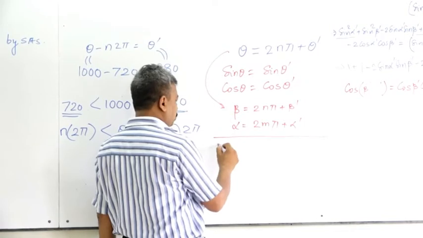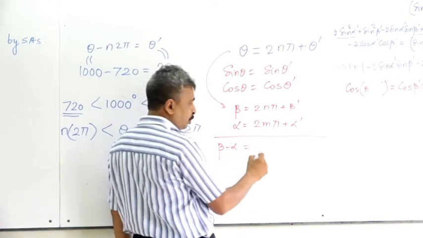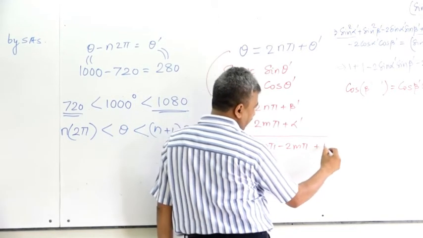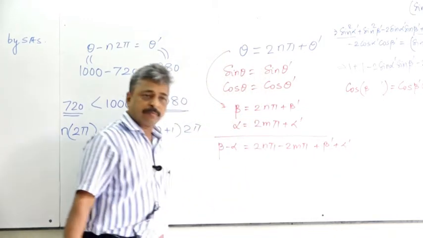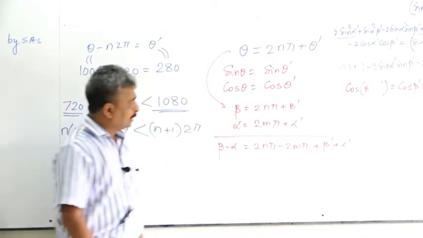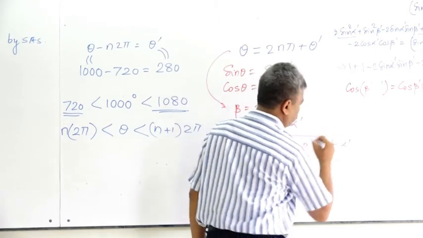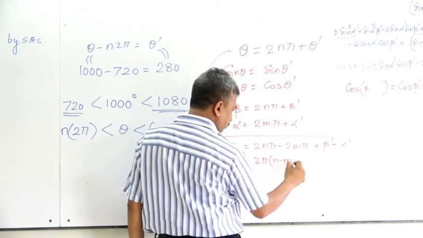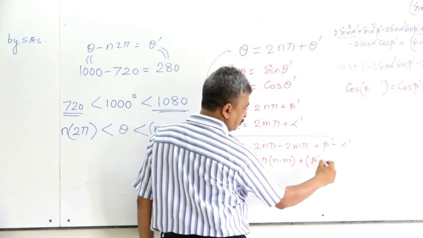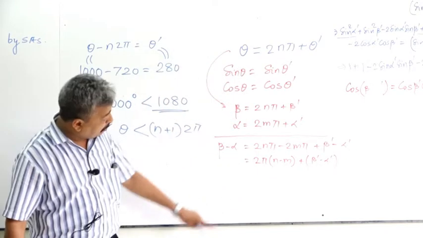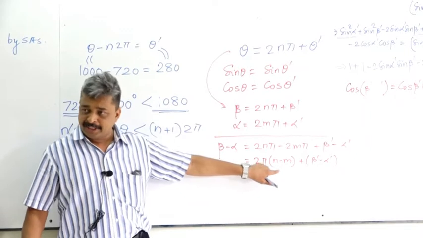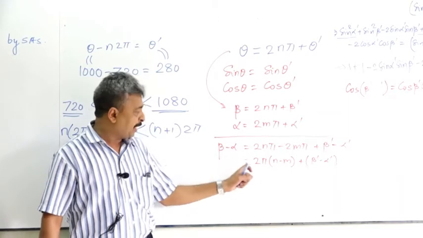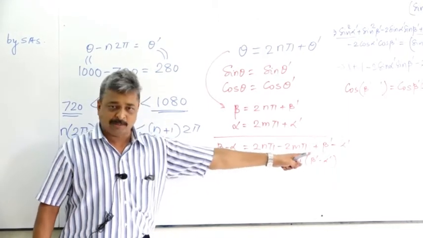So I take the difference of these two. Beta minus alpha is equal to 2n pi minus 2m pi plus beta dash minus alpha dash, which is equal to 2 pi times (n minus m) plus beta dash minus alpha dash. So what is n minus m? n was an integer, m was an integer, so n minus m is yet another integer. Therefore beta minus alpha is 2 pi times an integer plus beta dash minus alpha dash.